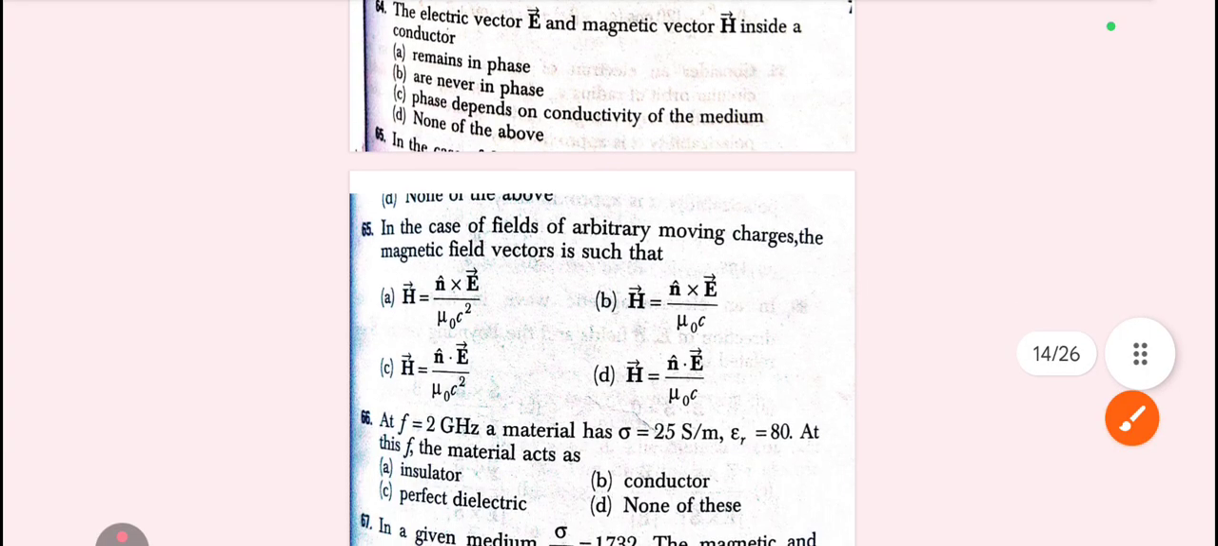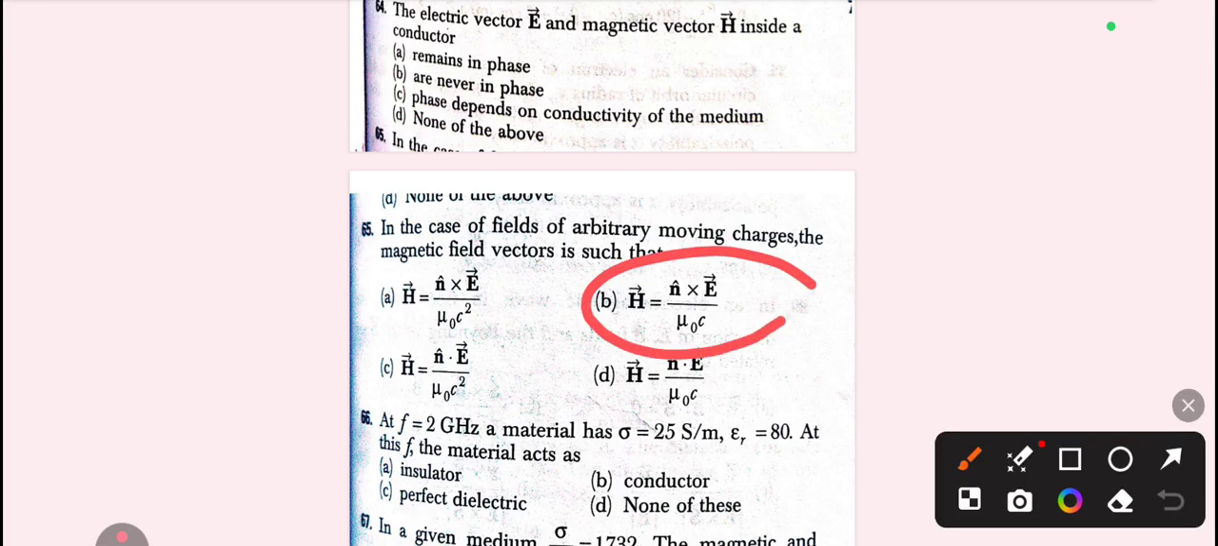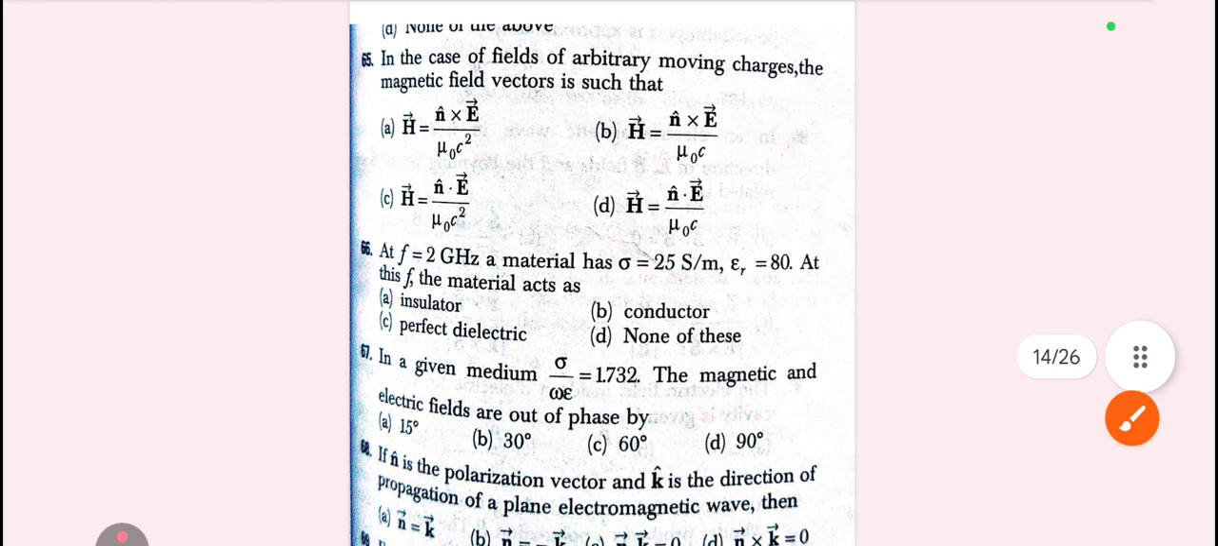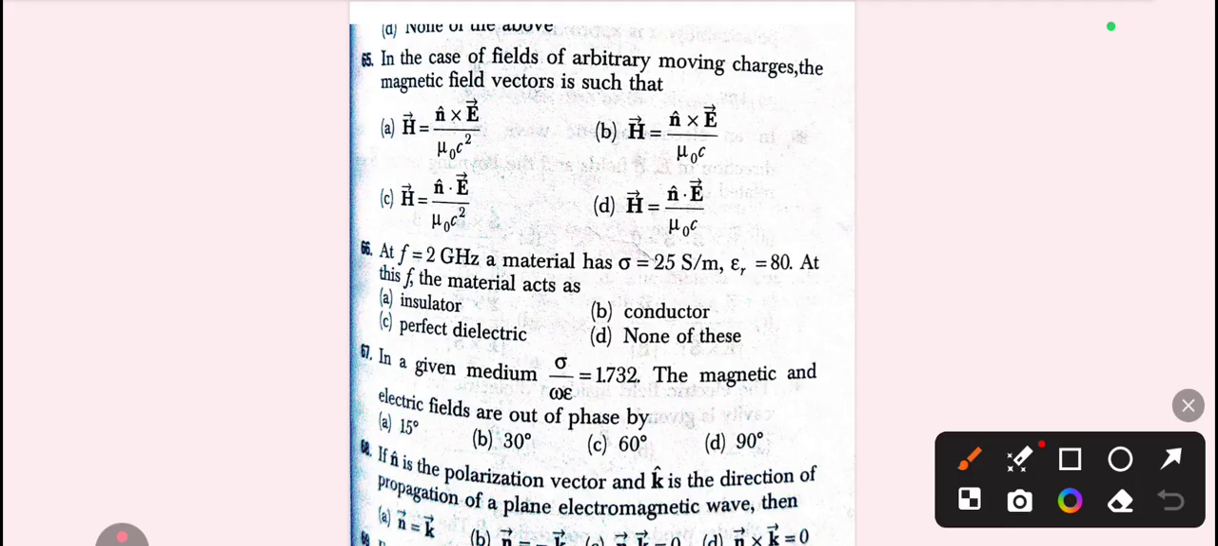And then we have, in case of field of arbitrary moving charges, the magnetic field vector is such that H equals to this one thing. This is the 2 GHz frequency and the conductivity is 25 Siemens. At this, the material acts as a conductor for this conductivity value.